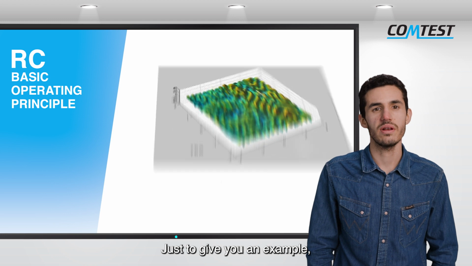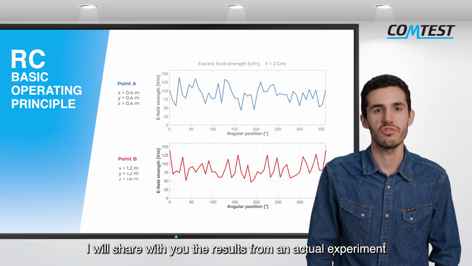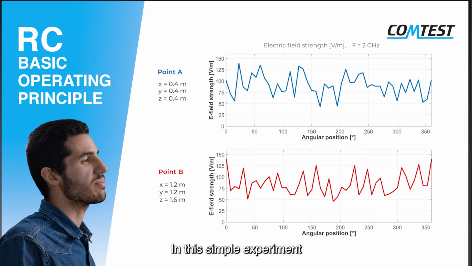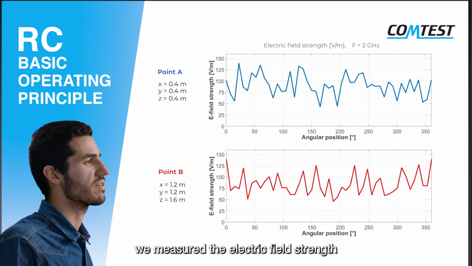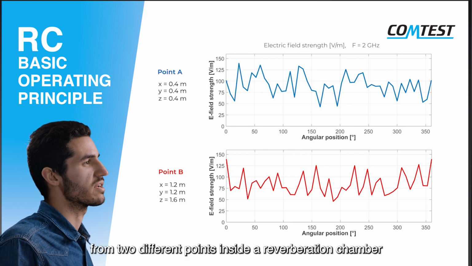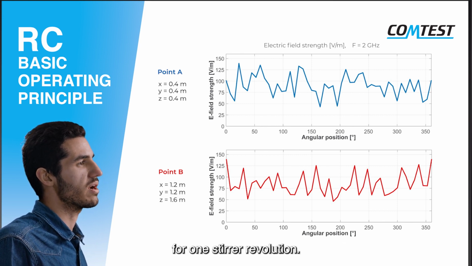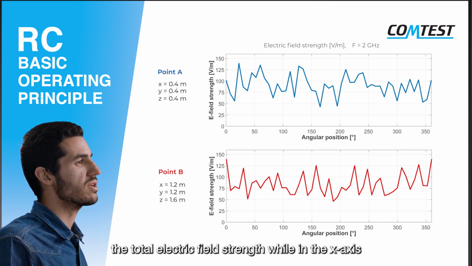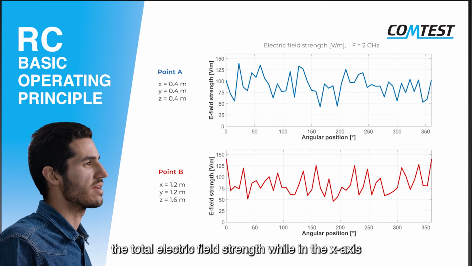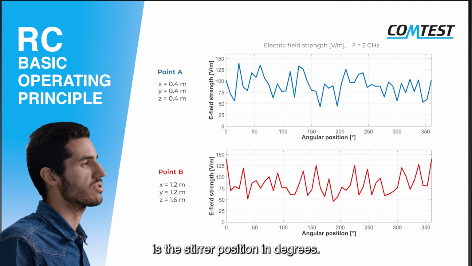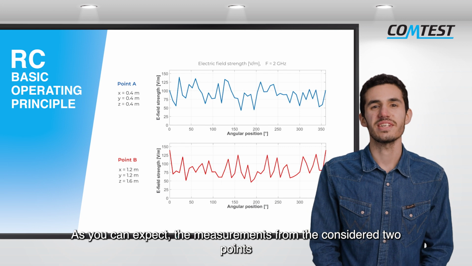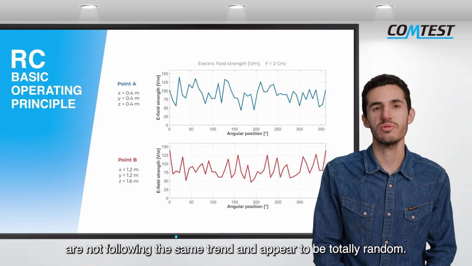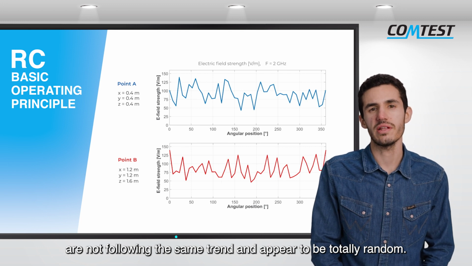Just to give you an example, I will share with you the results from an actual experiment inside the reverberation chamber. In this simple experiment, we measured the electric field strength from two different points inside the reverberation chamber for one steerer revolution. In the y-axis, you can see the total electric field strength, while in the x-axis is the steerer position in degrees. As you can expect, the measurements from the considered 2 points are not following the same trend and appear to be totally random.